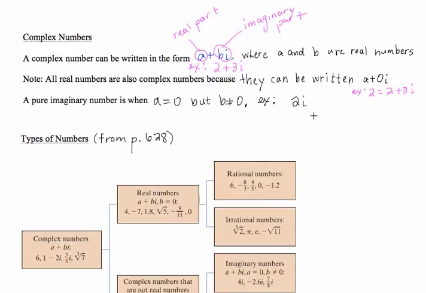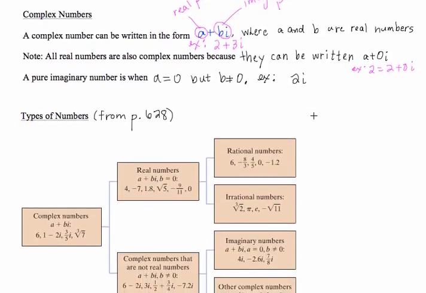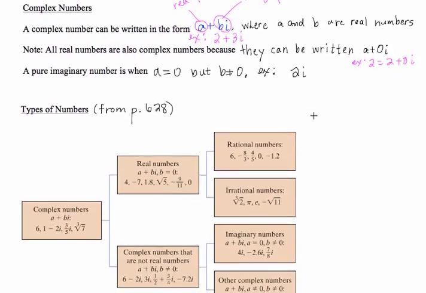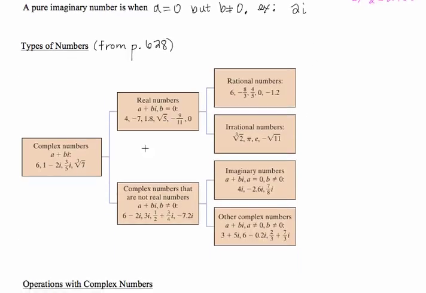Okay, this is a chart from your book that explains all the different types of numbers and how they're related. You don't necessarily need to memorize this, but hopefully it helps you understand all this terminology. We have complex numbers as the umbrella here. They're of the form a plus bi. Here are some examples of those, like we were just discussing.